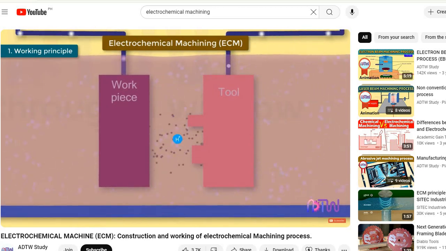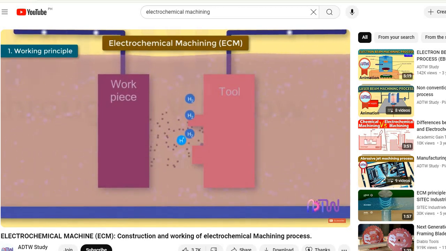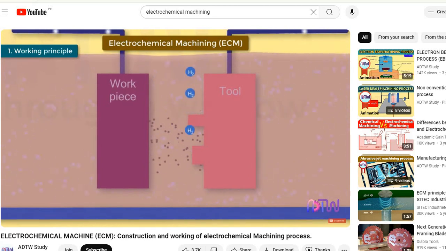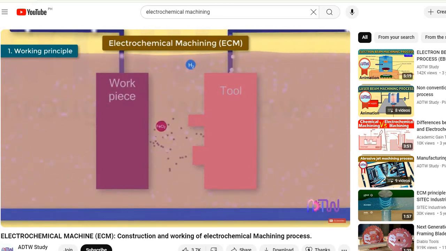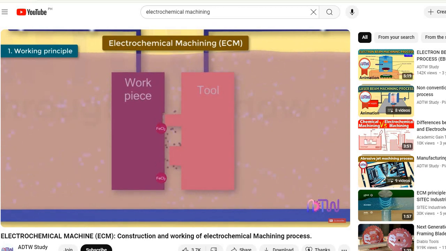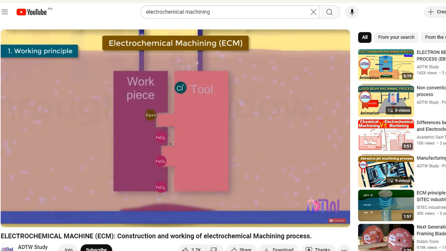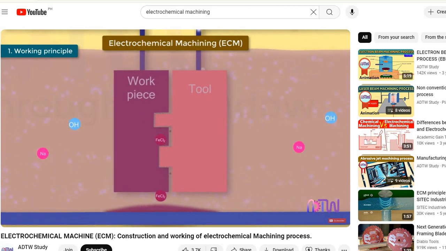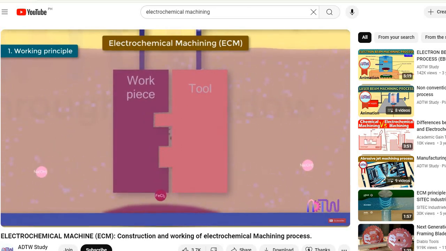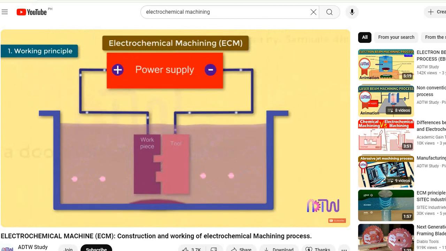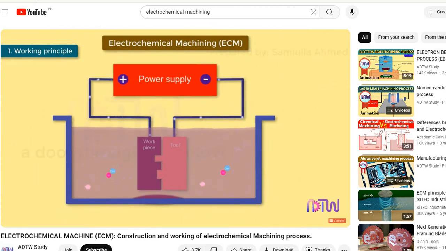At the cathode, the hydrogen ions take electrons and get converted into hydrogen gas. In the same way, the iron atoms come out from the anode, which is the workpiece, as Fe++ ions. Within the electrolyte, the sodium ions combine with hydroxyl ions and form sodium hydroxide, and ferrous ions combine with chloride ions and form ferrous chloride. Also, iron ions combine with hydroxyl ions and form iron hydroxide.